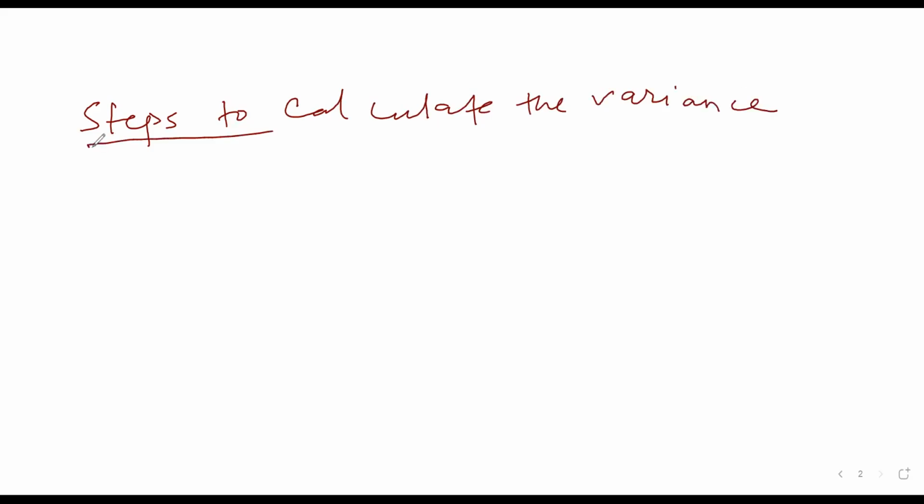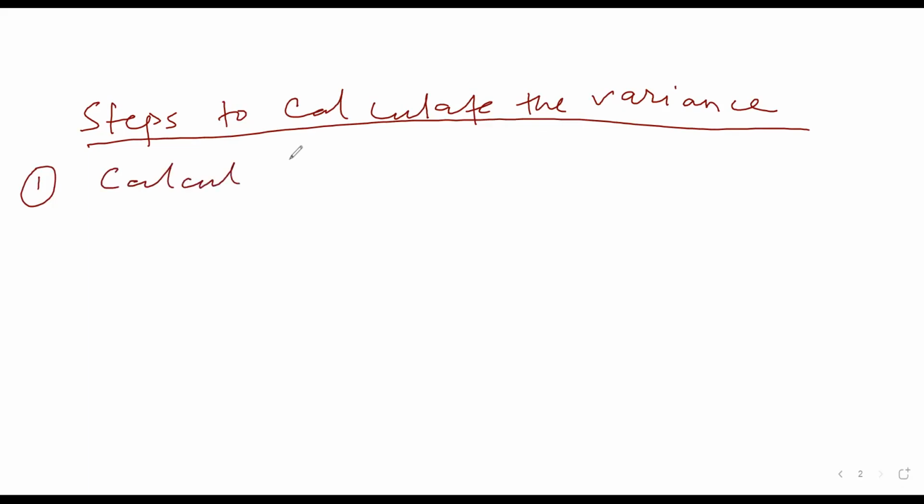Thank you. Okay, right. Steps to calculate the variance. Remember, we calculate the variance to find how much risk is involved in your investment. So first, to calculate the variance, step number one is to calculate the ARR, the average rate of return. This is shown by R bar.